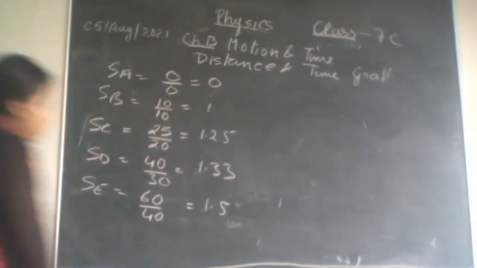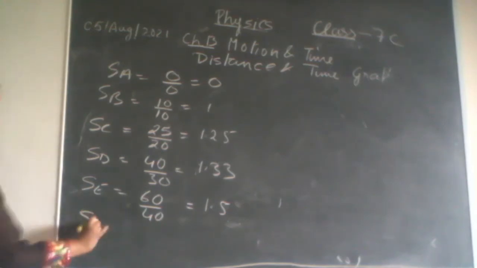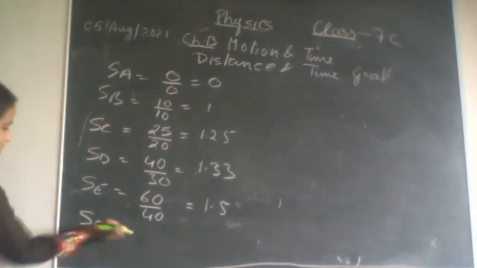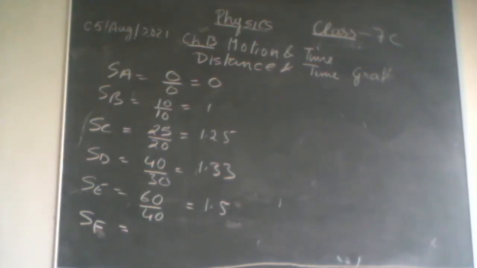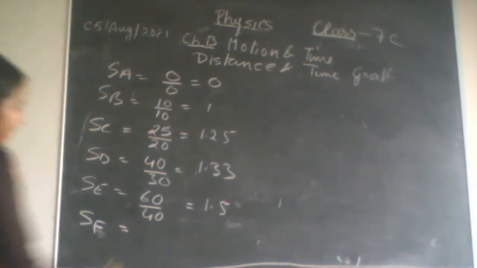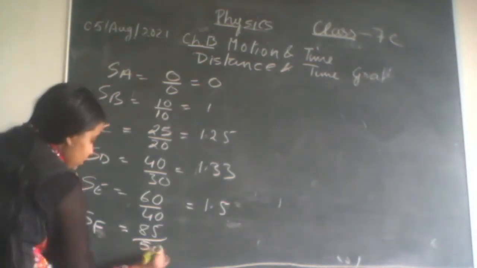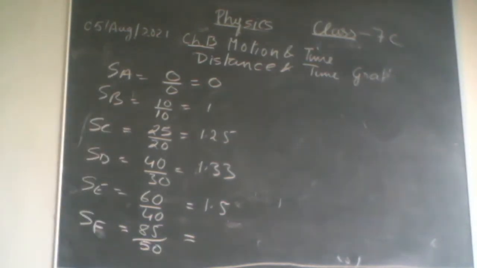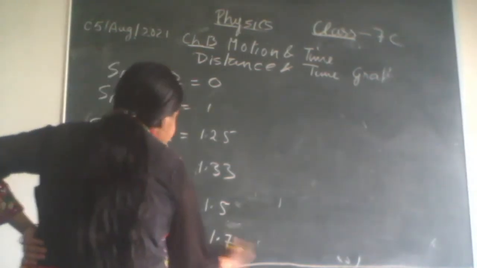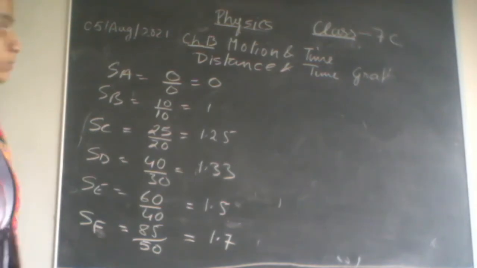And speed of F, lastly, 100 divided by 85 divided by 80. That's equal to 1.7. Now what is the formula? We have to add up all. Yes or no?